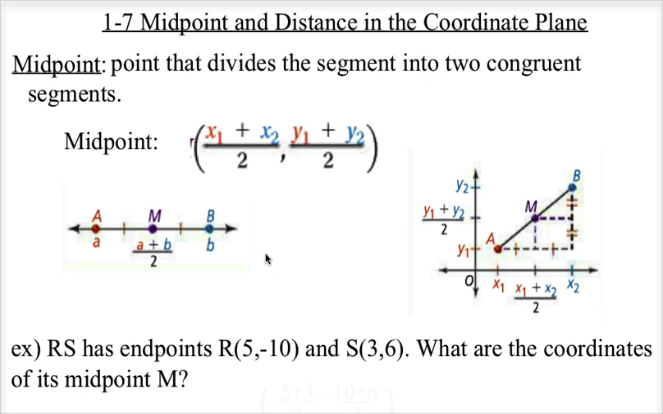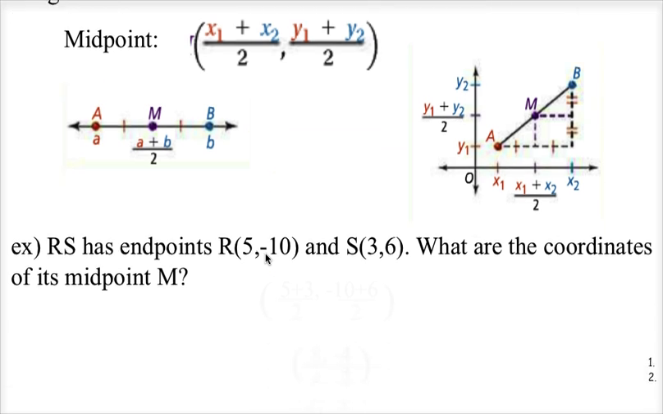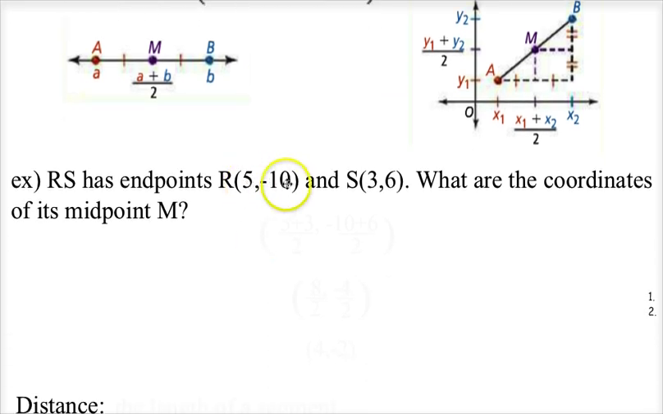So let's try a problem with numbers. RS has the endpoints. R is the point 5, negative 10. And S is the point 3, 6. And what are the coordinates of its midpoint M? So I want to find the midpoint. If it helps, you want to write x1, y1, x2, y2 above the points. That's fine. But I want to take my x coordinates, the 5 and the 3, and I'm going to add them. And I'm going to divide by 2. Then I'm going to take my y coordinates, the negative 10 and the 6, and I'm going to add them, and I'm going to divide by 2.